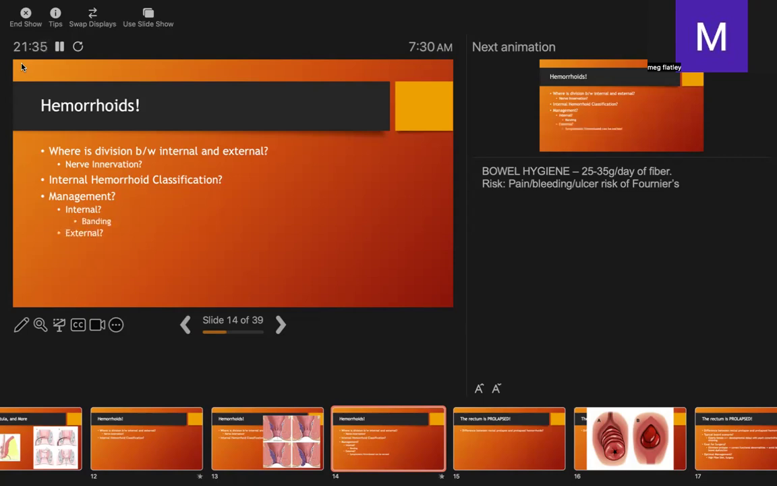What do we do for external hemorrhoids? Hemorrhoidectomy. Okay, great. Don't forget that if they're thrombosed, hemorrhoids can be incised.